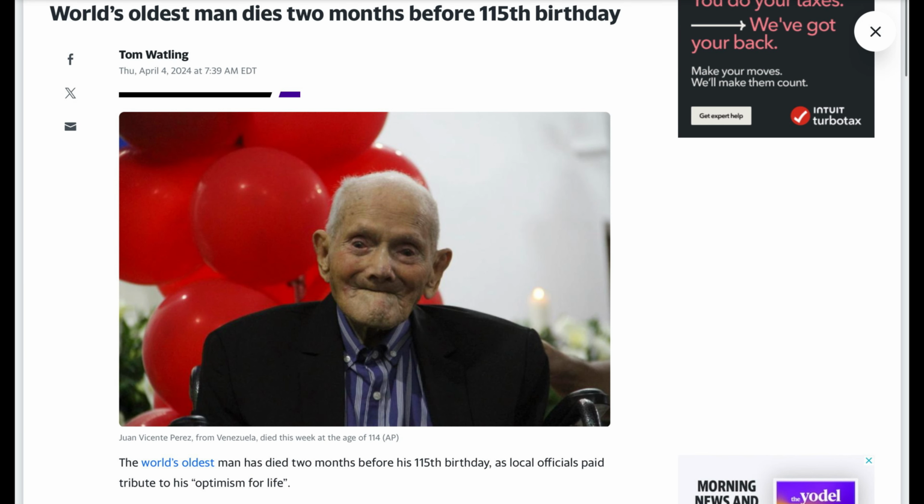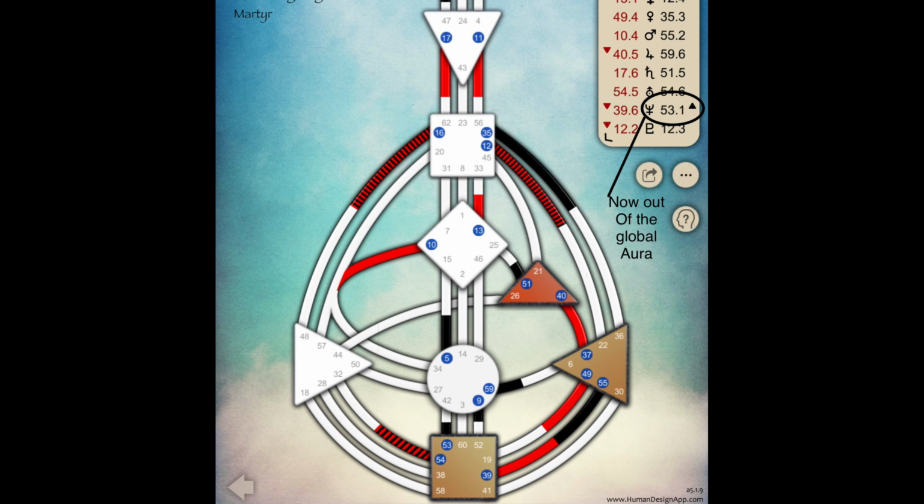The one thing we actually just lost was a man who was born in Venezuela. He died early April, and he was 115 years old. He was the oldest man in the world. He had the gate 53 line 1 in exaltation. And so the theory is that when he passed away, those exaltations left with him basically. So that is where we're losing the energy. And so there is the next oldest person in the world who's probably carrying energy.